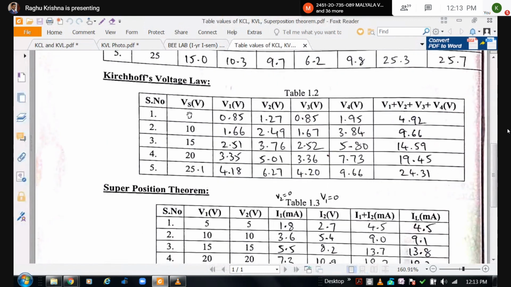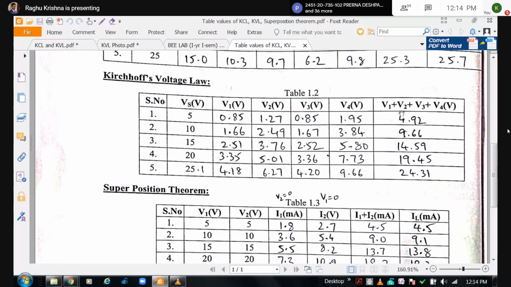So first I applied 5 volts. Next I'm getting the voltages V1, V2, V3, V4. After that you have to do this experiment for 5 volts, 10 volts, 15, 20, 25, and you have to measure the voltages from V1 to V4.